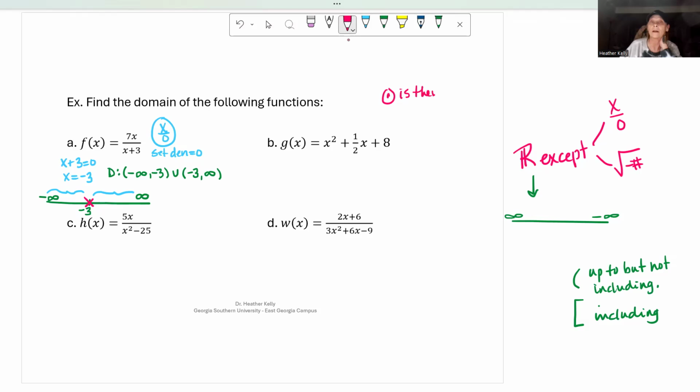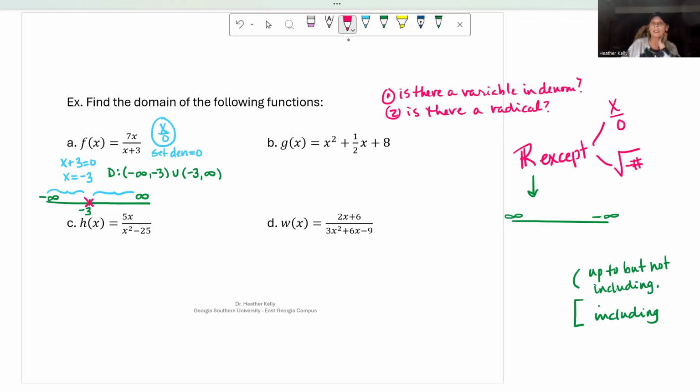Is there a variable in the denominator? And is there a radical, right? An even radical, but you want to pay attention if it's any radical. So let's just ask those two questions.